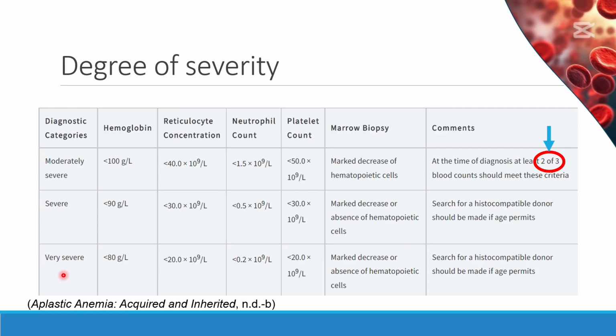Finally, in very severe cases, hemoglobin drops below 80, reticulocytes below 20, neutrophils under 0.2, and platelets under 20. Again, the marrow shows a marked decrease or absence of blood-forming cells, and urgent donor search is recommended. So the lower the blood counts, the more severe the disease, and the more aggressive the treatment approach needs to be, which we will be discussing in the next videos.